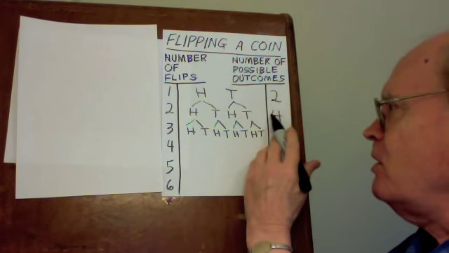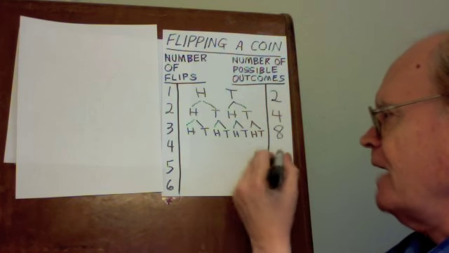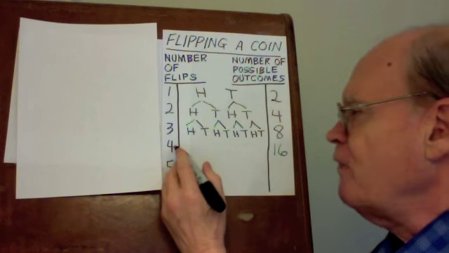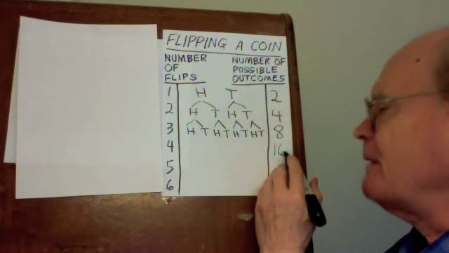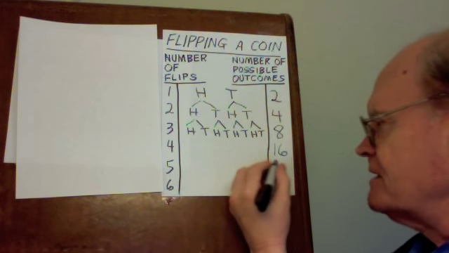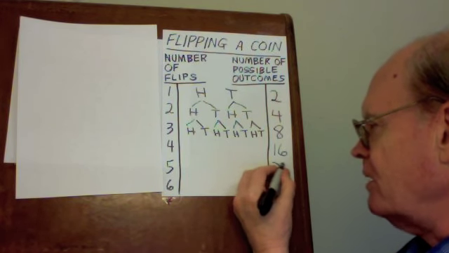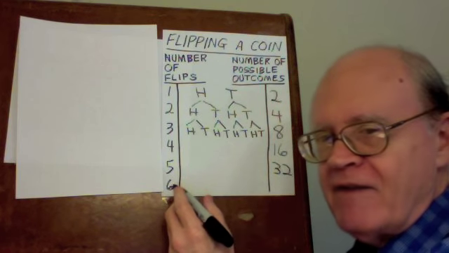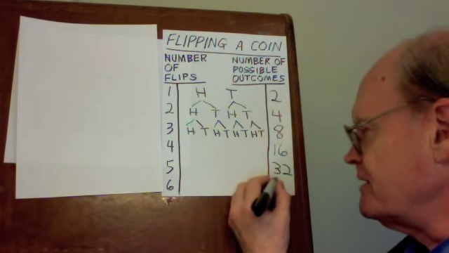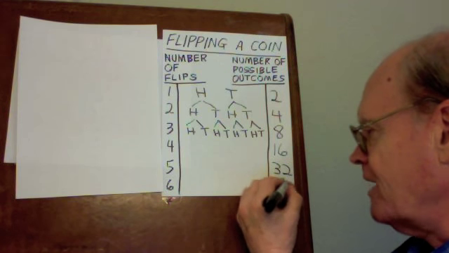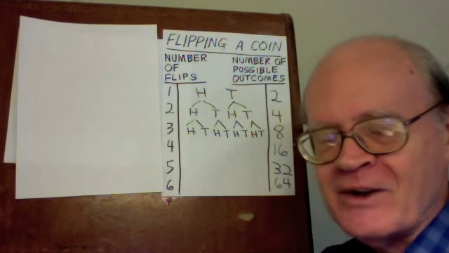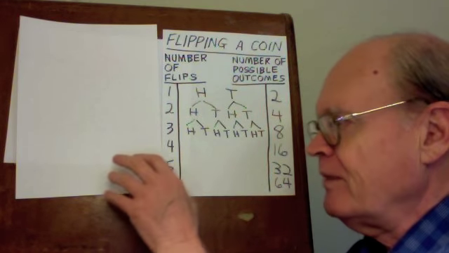2 times 2 is 4. 4 times 2 is 8. 8 times 2 is 16. So if I flip a coin 4 consecutive times, there are 16 possible outcomes. If I flip it 5 consecutive times, there are 16 times 2, 32 possible outcomes. If I flip it 6 times in a row, there are 32 times 2, 64 possible outcomes, and so on indefinitely. So that's a lesson on flipping a coin.